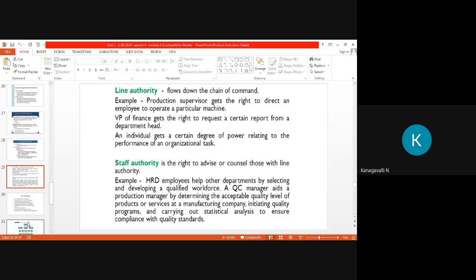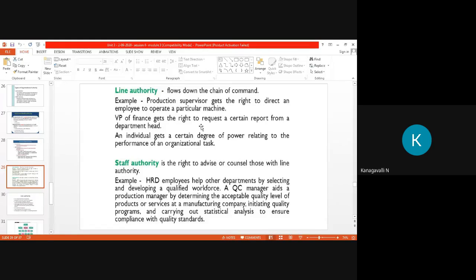Here, see the difference or comparison between these two authorities. So it flows down the chain of command. The staff authority is the right to advise or counsel those with the line authority. For example, see this part. This is an example of line authority.